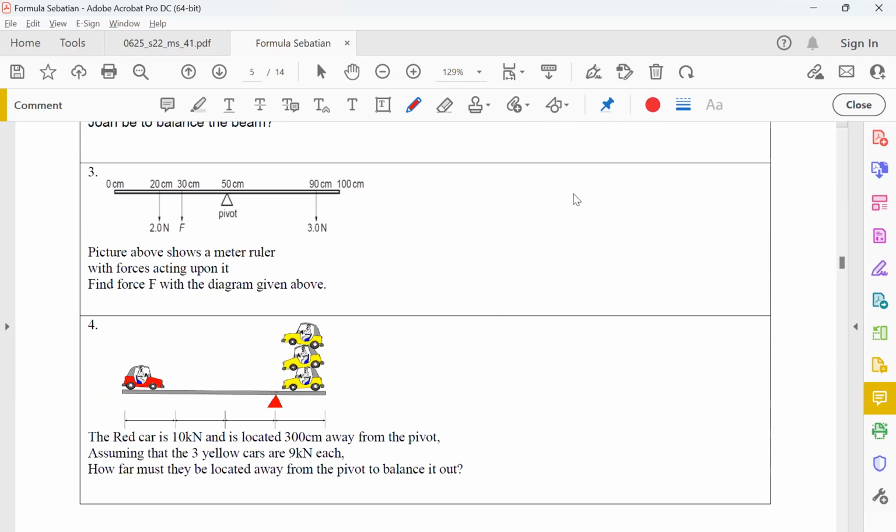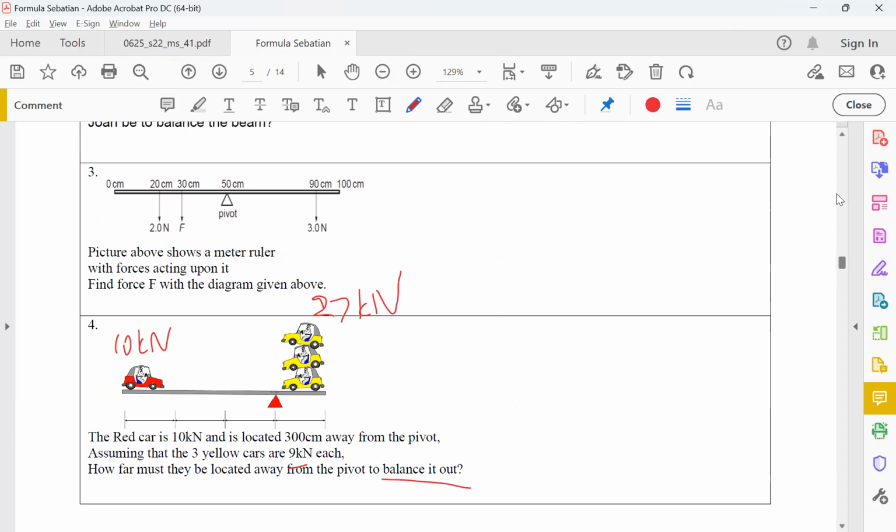Question number 4, also very straightforward. The red car is 10k newtons. 10k means to say it's 10,000. And this yellow car is 9k newtons each, means to say the total is 27k newtons, right? Because there's 3 cars. Right.